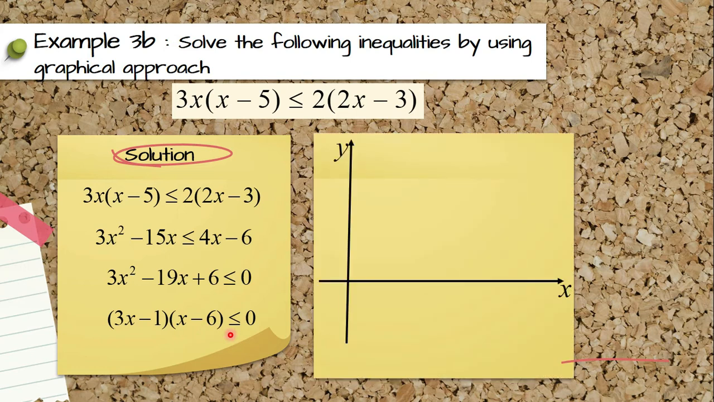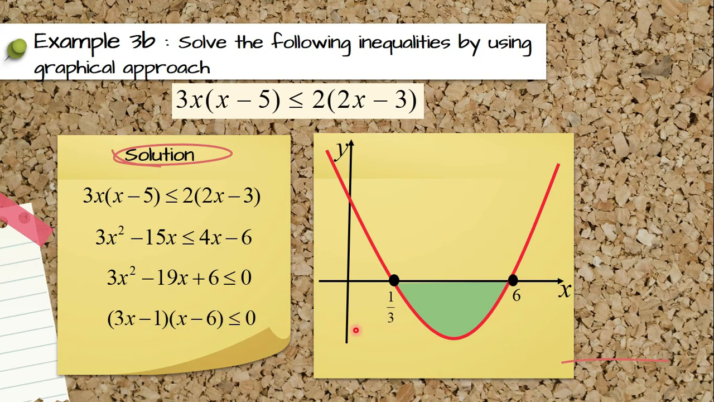Now we try to draw a graph. Try to sketch the x and y axis. Then we draw the graph. The graph is a minimum because the value of a is positive, and this is the x-intercept. Okay, so 1 over 3 comes from the factor here.